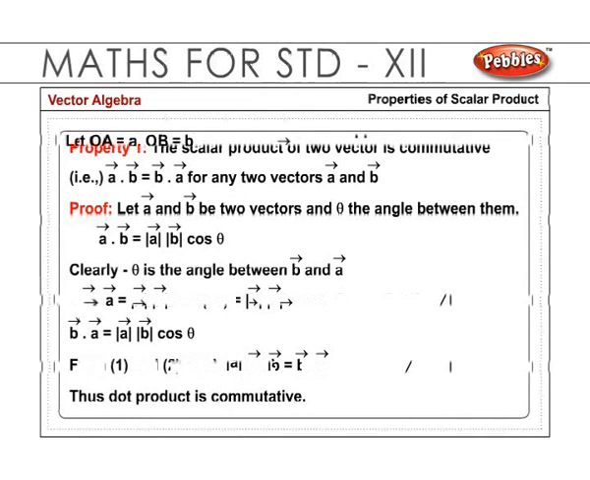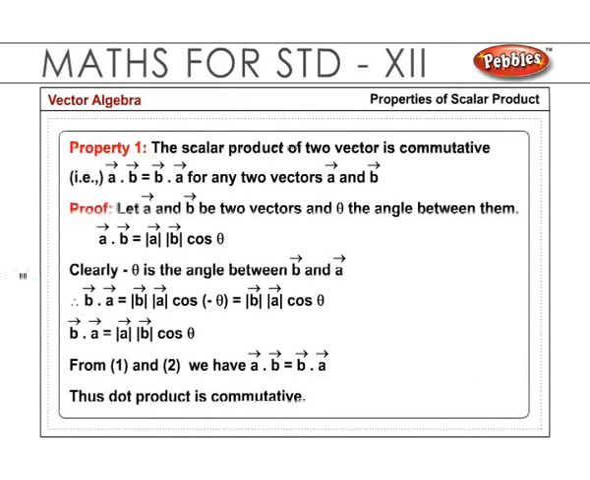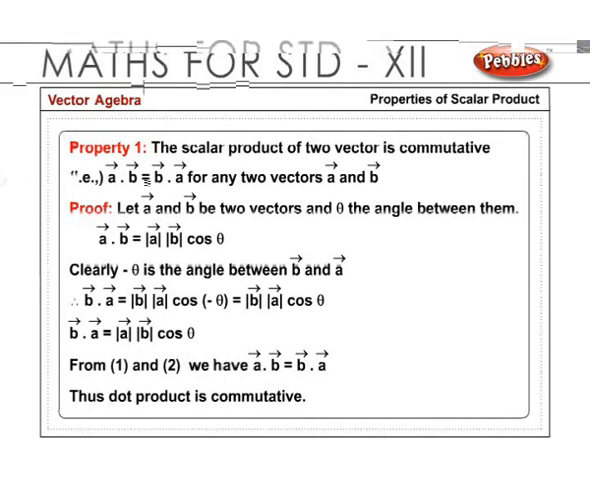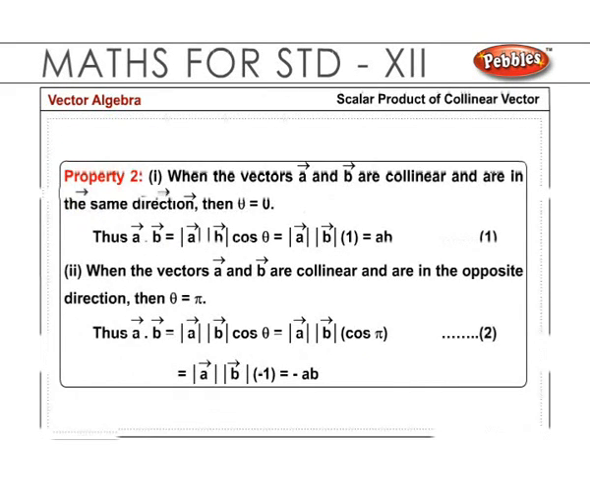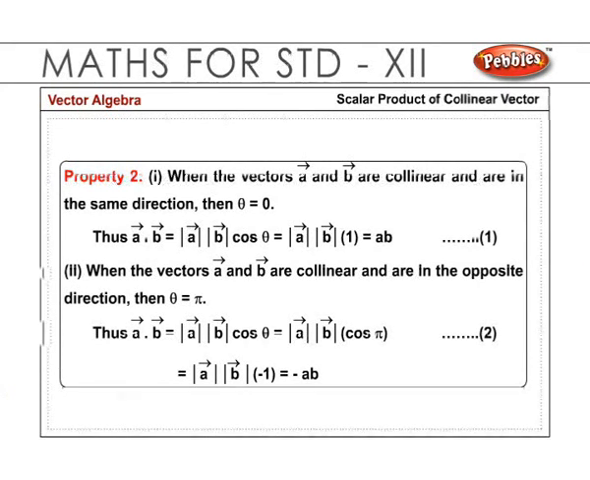Properties of scalar product. Property 1. The scalar product of two vectors is commutative, that is, A dot B is equal to B dot A for any two vectors A and B. The proof is shown on the screen. Scalar product of collinear vectors. When the vectors A and B are collinear and are in the same direction, then theta is equal to 0. When vectors A and B are collinear and are in the opposite direction, then theta is equal to pi.